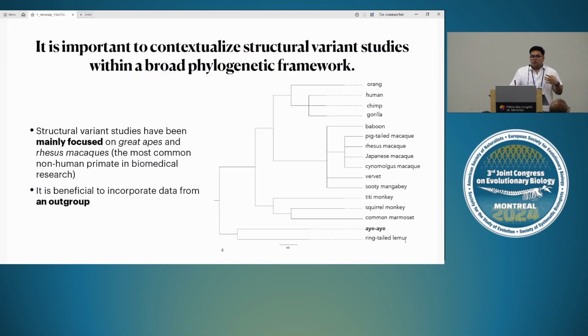Due to anthropocentric reasons, most structural variant studies have been focused on great apes and rhesus macaques, which is arguably the most used non-human primate in biomedical research. However, I am here before you today to hopefully highlight that there is some benefit in incorporating data from an outgroup. What outgroup, you might say? The aye-aye. You might be thinking, what's an aye-aye?